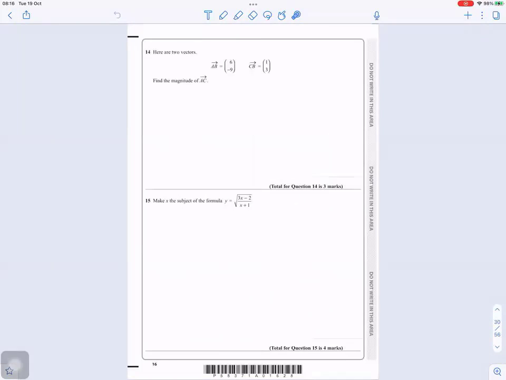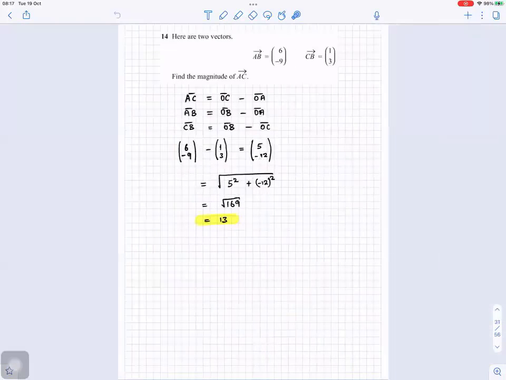Question number 14. Here are two vectors. Find the magnitude of AC. AC is given by OC minus OA, the second one minus the first one. And AB is given by OB minus OA, the second one minus the first one. CB is given by OB minus OC.